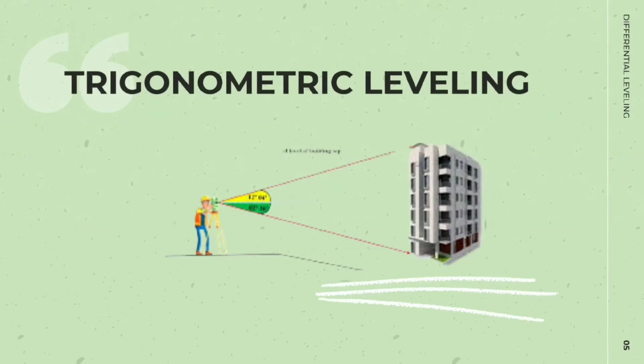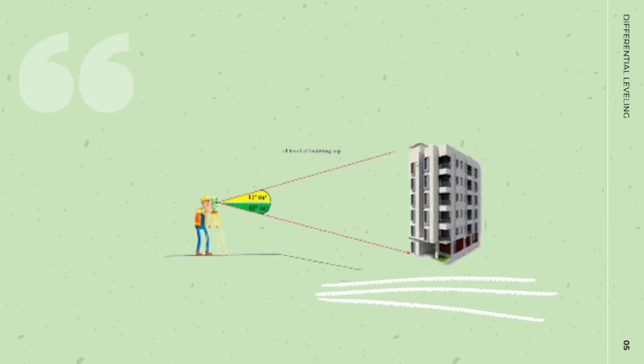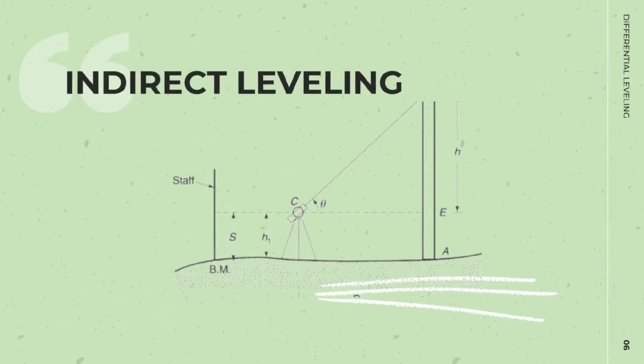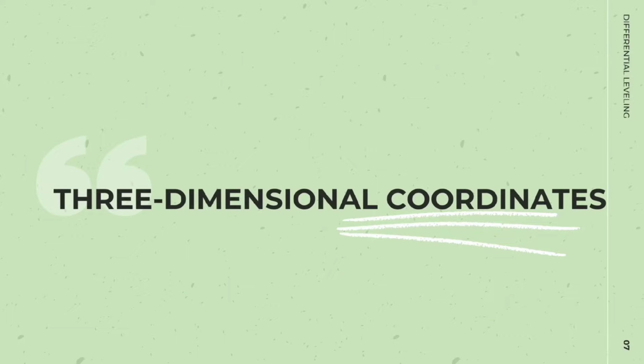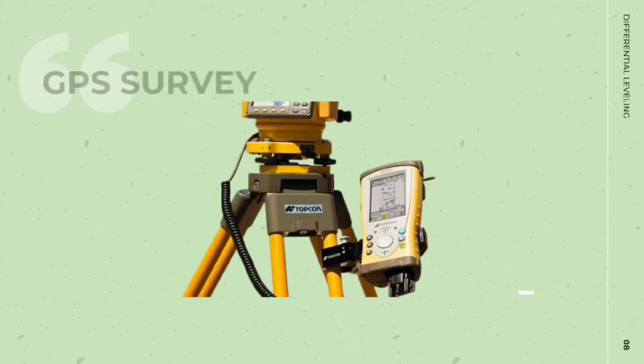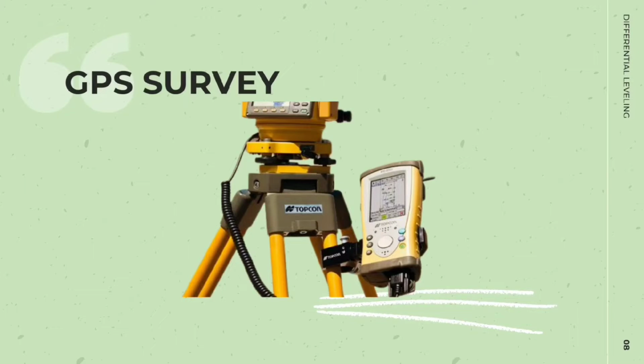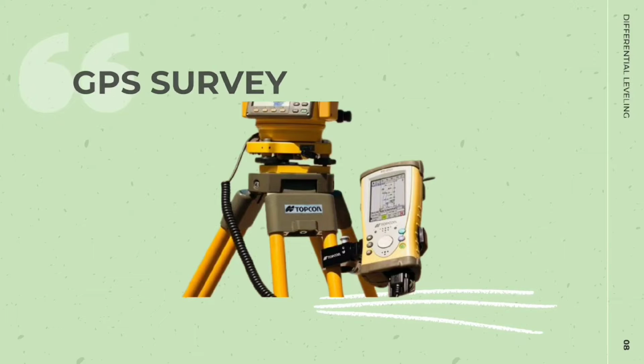Second is trigonometric leveling. It is for digital terrain model or DTM and 3D model. Third is indirect leveling. It measures horizontal distances and vertical angles. Fourth is three-dimensional coordinates. Both horizontal position and elevation are computed by processing the measurements. And fifth is GPS survey, given the appropriate equipment, procedure, and data collection.